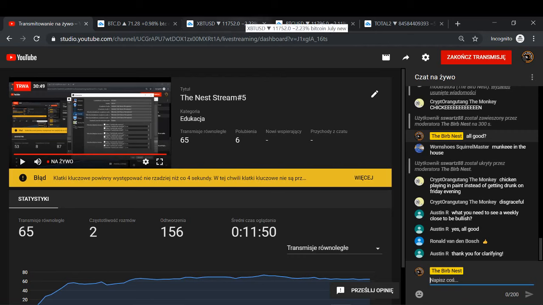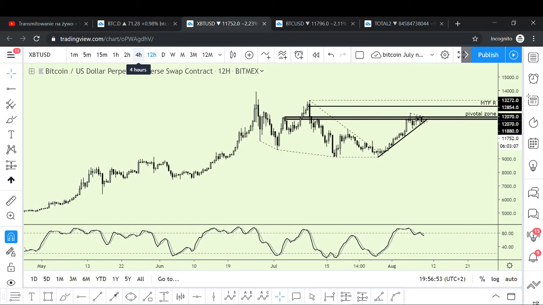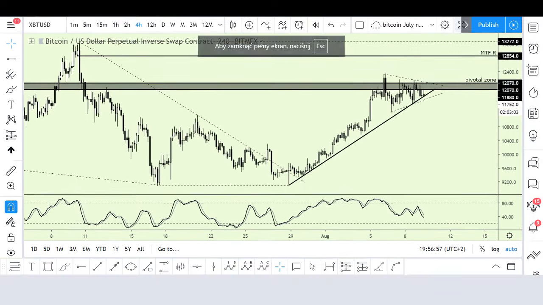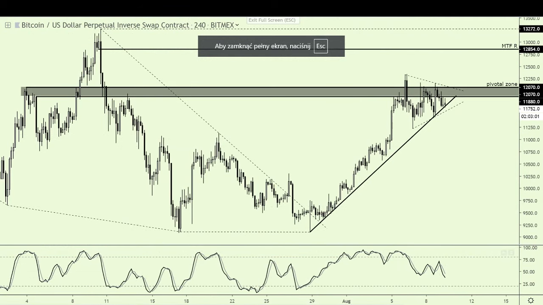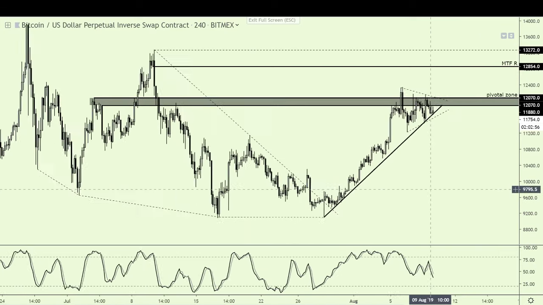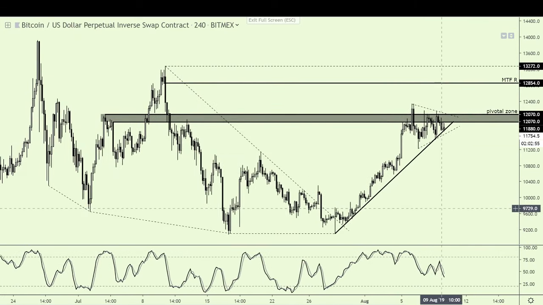Austin. Yeah, so moving on, we know that the general context is a correction after a strong exponential rally, a linear rally that may become exponential. The local context for 4 hours is practically a symmetrical triangle that we can easily see, right?